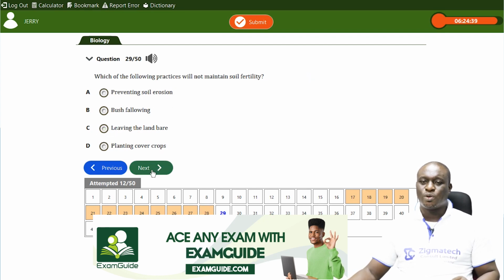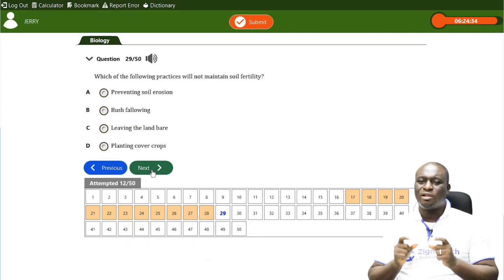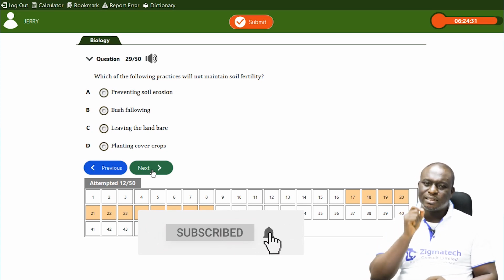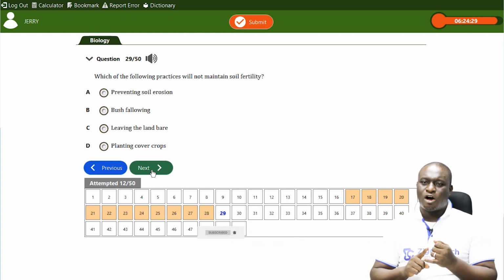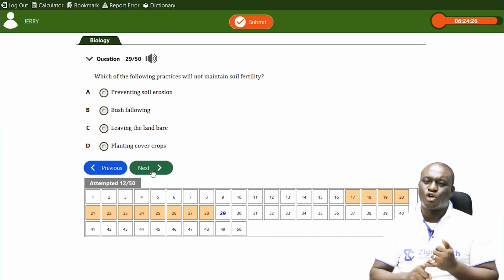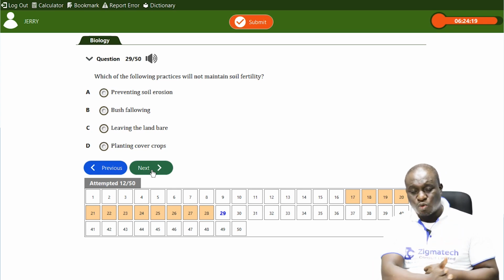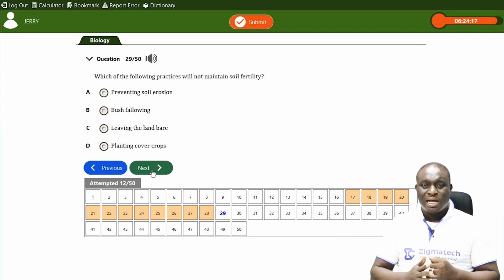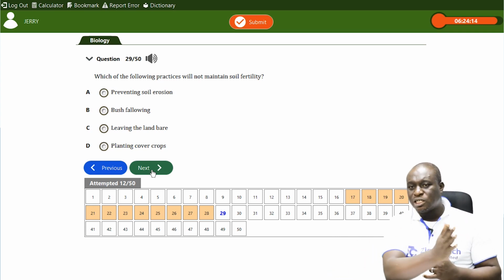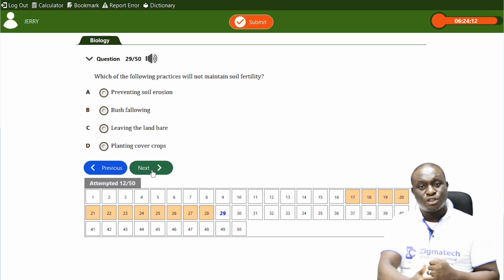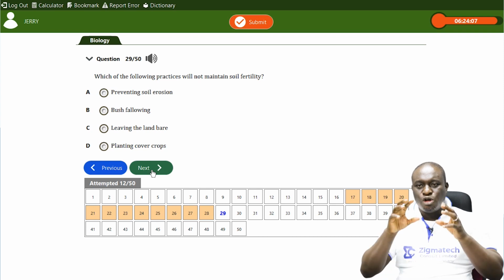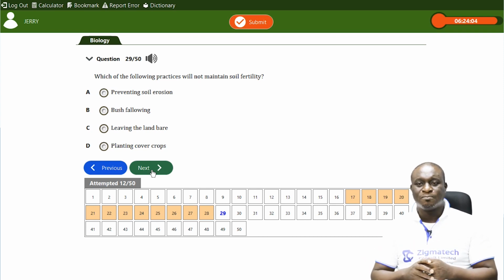And then the next one is 29. Which of the following practices will not maintain soil fertility? Now, option A says preventing soil erosion. Preventing soil erosion will maintain soil fertility. Now, what is erosion? It is the washing away of the top layer of the soil. And in so doing, when the top layer of the soil is washed away, the nutrients of the soil are also washed away. And that brings about low fertility of that particular soil.